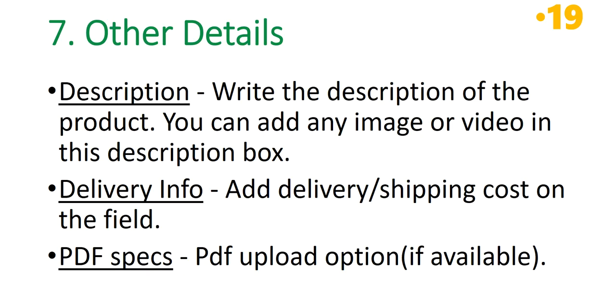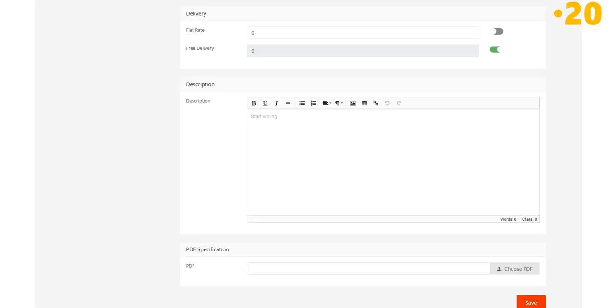In terms of other details, we have the description that you can add for each particular product. We have the delivery info. There are certain products that you want to deliver for free. And we also have the PDF specs in case that product has a PDF version for the user. So for the delivery, we have the flat rate, if you want to have that automatically. We have the free delivery as well, which you can mark for that particular product.